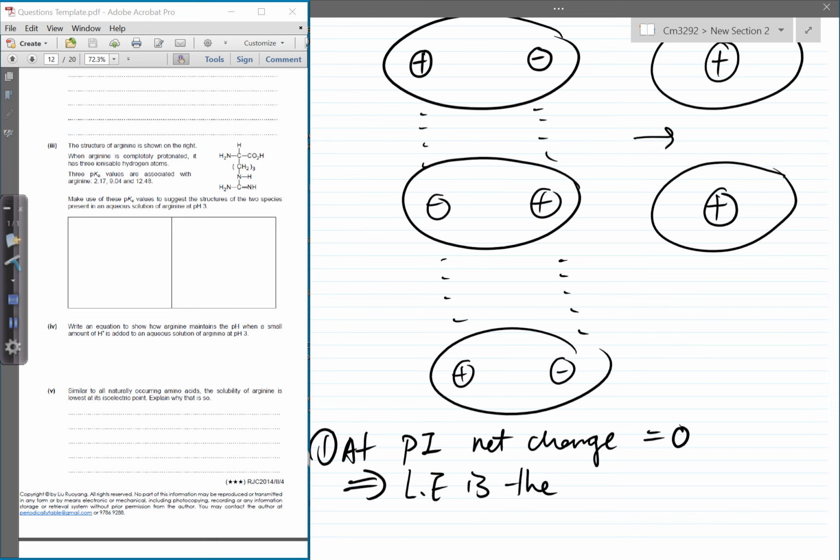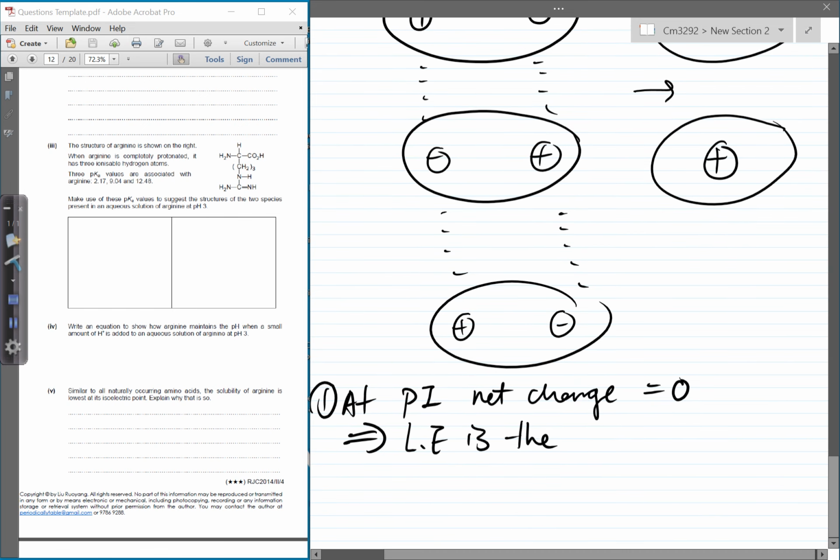Remember, ionic lattice energy is negative. You can either say highest magnitude or most negative, but don't use largest or smallest, it's ambiguous. So lattice energy is the most negative, right?